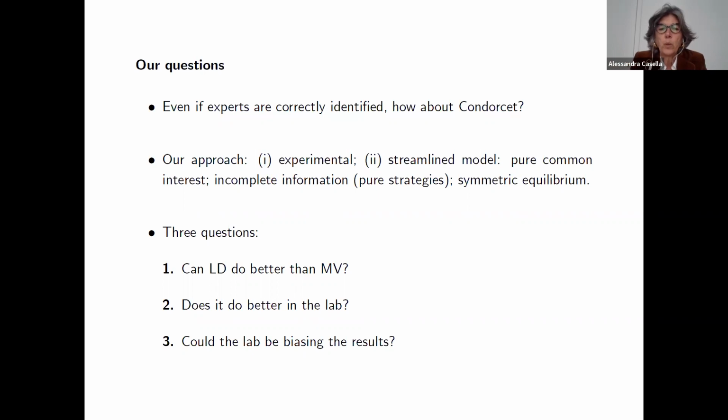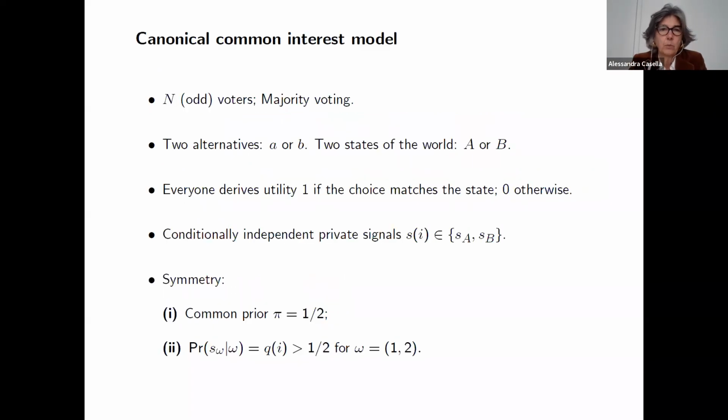We want to know whether liquid democracy can do better than majority voting. The symmetric setup will be such that majority voting actually works very well. So we want to know whether in that situation it's possible for liquid democracy to do better. Then we want to know whether it does better in the lab beside the theory. And then the third question, which is the one that is most preliminary, we wonder whether there may be something in the lab that can affect the result. So that's what we're going to do.